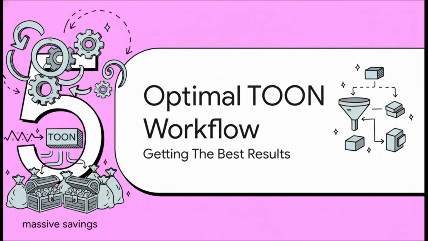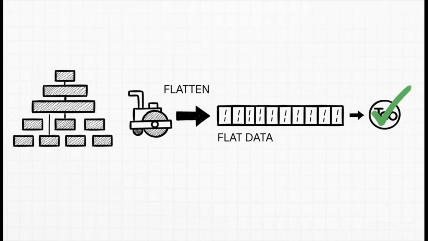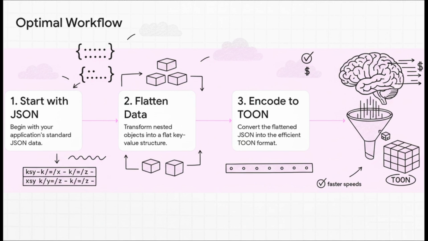So, does this mean TOON is only good for simple stuff? Not at all. It just means we need a smarter workflow to make sure we get those massive savings every single time. And the best practice is actually incredibly simple. Before you convert your data to TOON, you flatten it. You just transform those nested objects and arrays into a simple flat key value structure. That's it. This gives us a really clear 4-step playbook for getting the best performance.